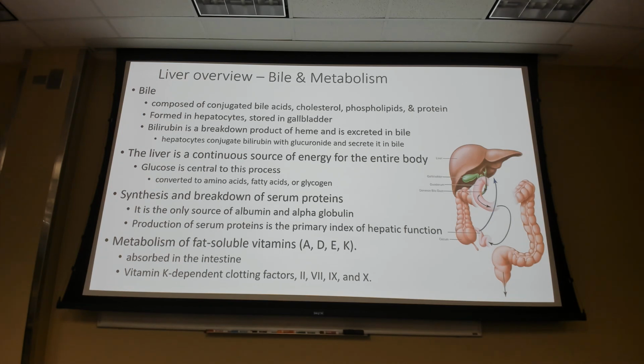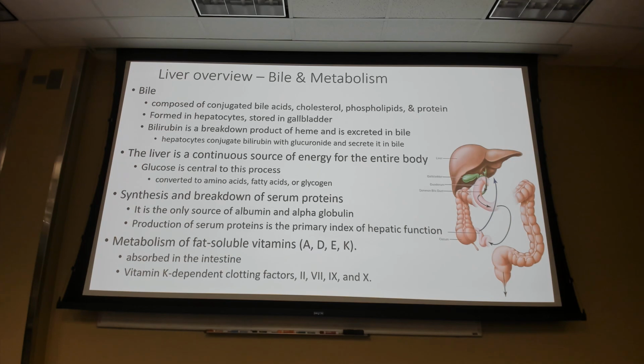All right, just a refresher: bile is composed of conjugated bile acids, cholesterol, phospholipids, and proteins, and it's formed in the liver by the hepatocytes and then stored in the gallbladder. One important thing it does is carry bilirubin, which is a breakdown product of heme and is excreted in the bile. This becomes important because when we have some sort of pathology, whether obstructive or malignant, we tend to see it in the form of jaundice in our patients.